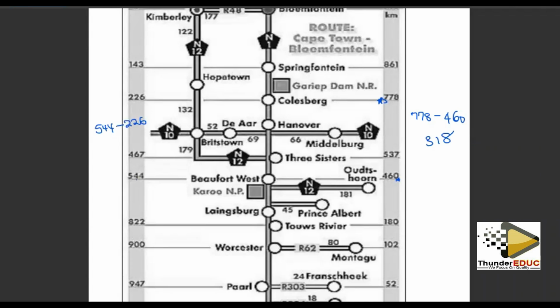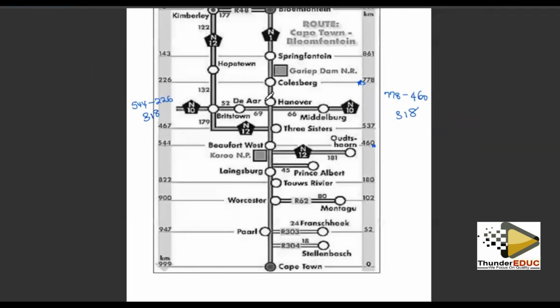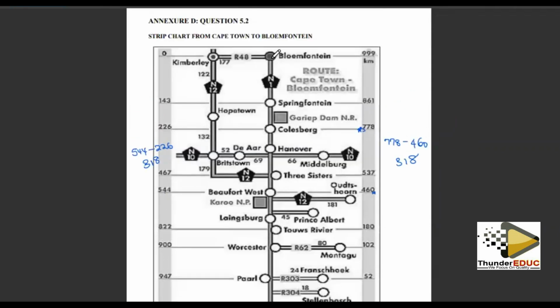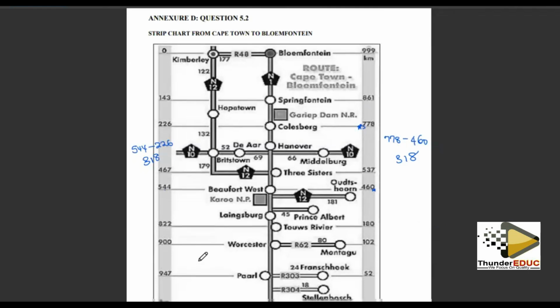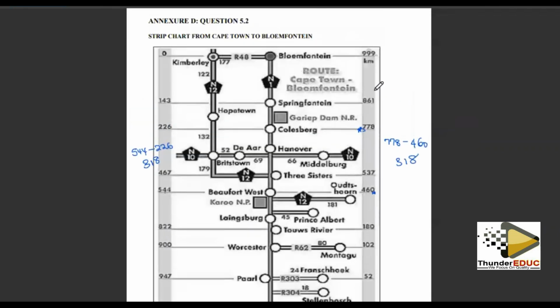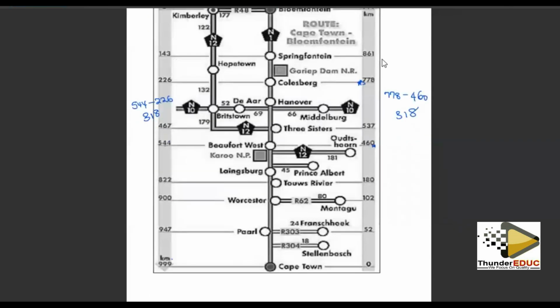318. And this other side is 310. When you look at the strip map, it's straightforward from one end to another. On the left, this map is from Bloemfontein to Cape Town, whereas on the right it shows from Cape Town to Bloemfontein. You still see the distance is the same: 999 kilometers. Also here 999.